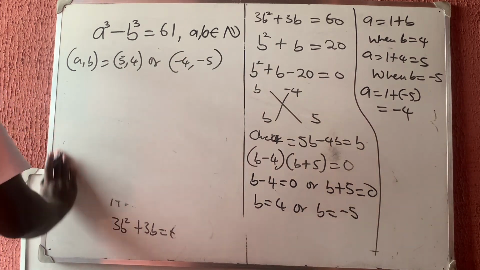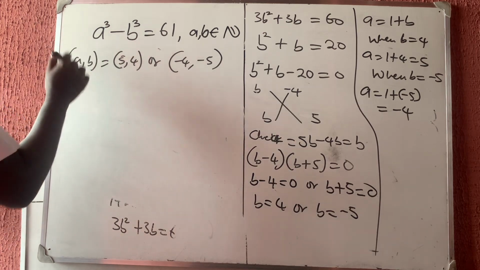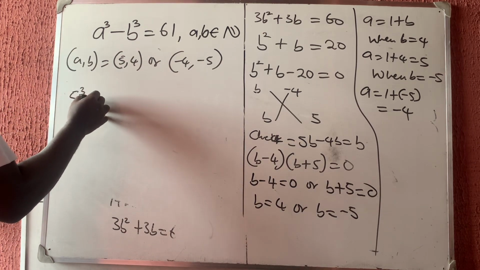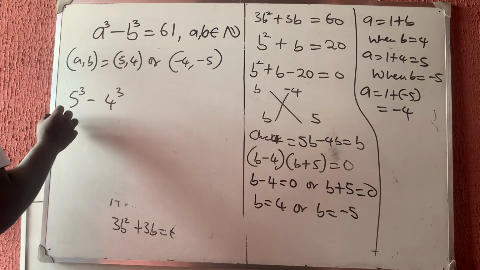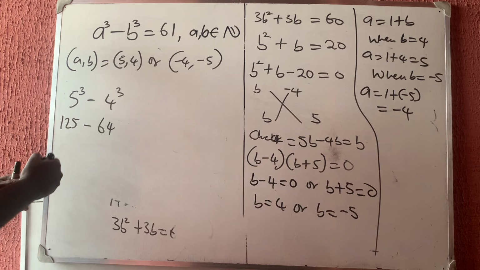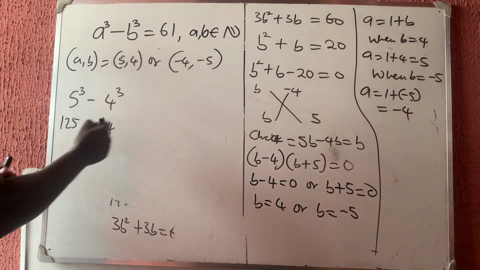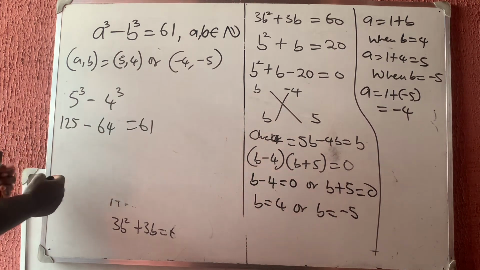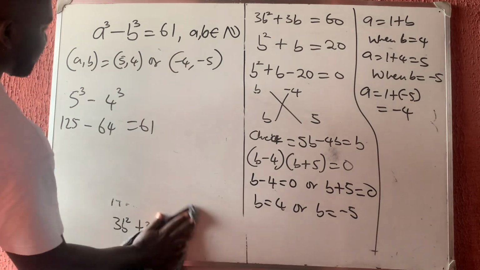So let us check that. Let us put 5 here. So 5 raised to power 3 minus 4 raised to power 3. That is 125 minus 64. So what do you have? I think it's 61. So it is correct.